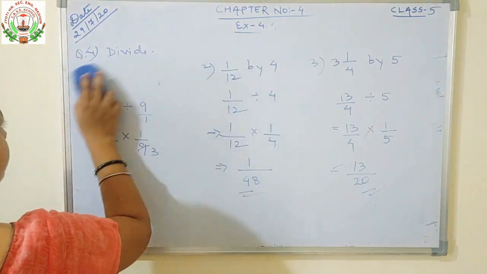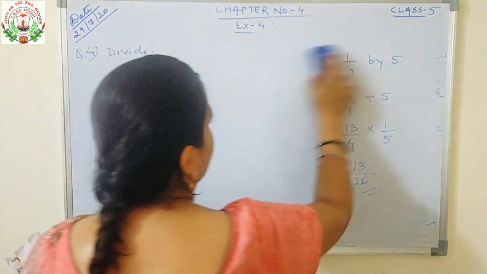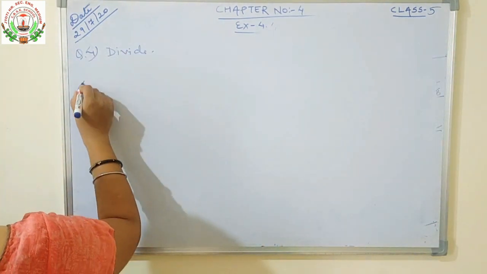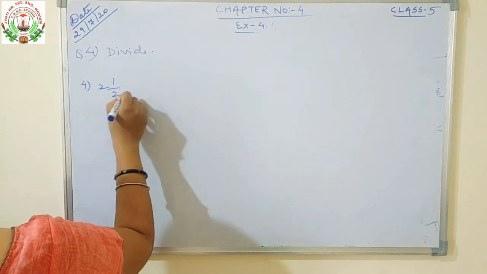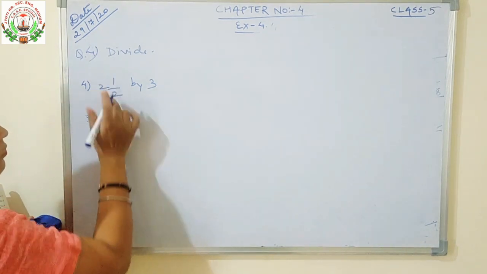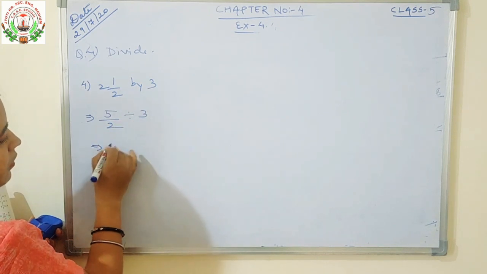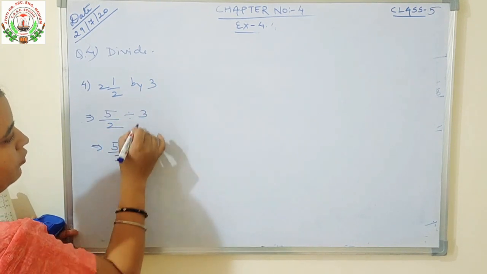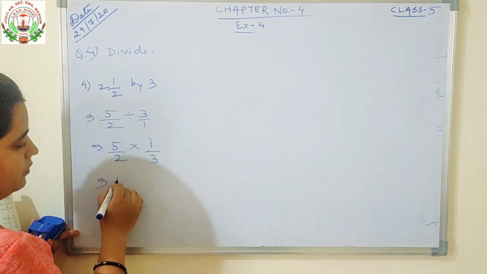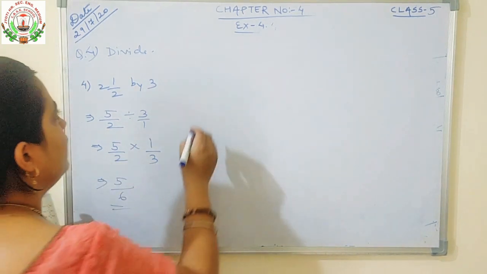Now number 4. 2 1 by 2 by 3. First we will change the mixed fraction. 2 2s are 4. 4 plus 1 is 5 by 2 divided with 3. 5 by 2 into 1 by 3. Nothing is cancelled out. So 5 ones are 5, 2 3s are 6. So what is our answer? Answer is 5 by 6.